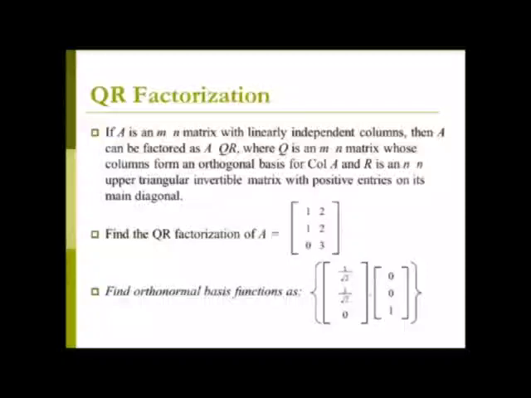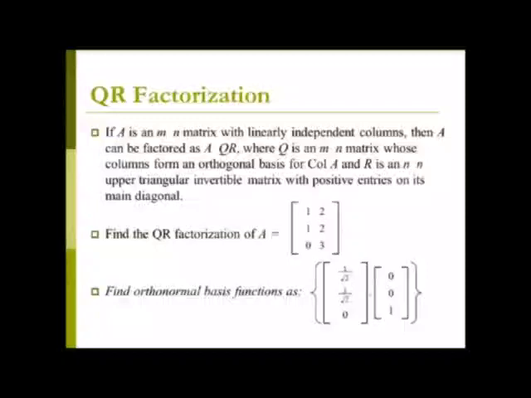The theorem says that if A is an m into n matrix with linearly independent columns, then A can be factorized as A equal to QR, where Q is an m into n matrix whose columns form an orthonormal basis for the column space of A, and R is an n cross n upper triangular invertible matrix with positive entries on its main diagonal.